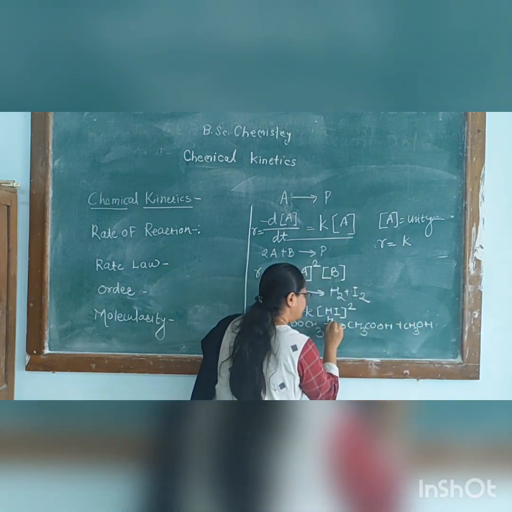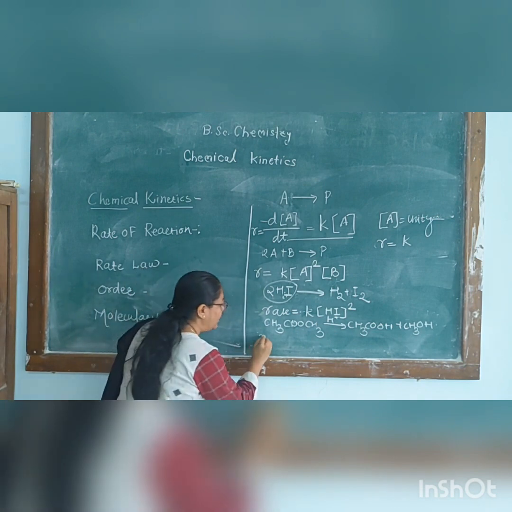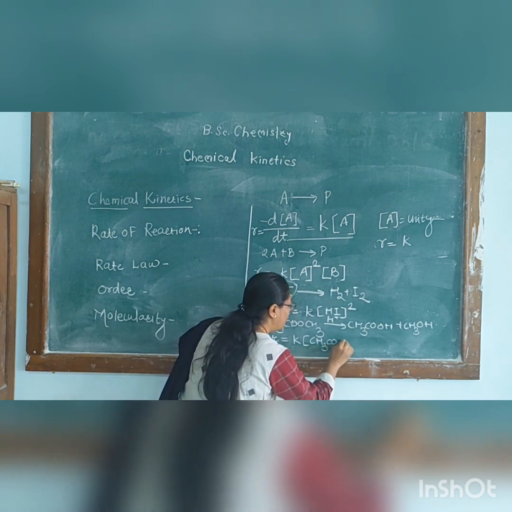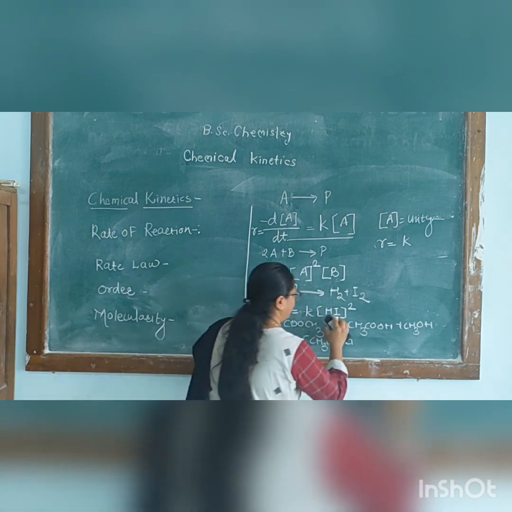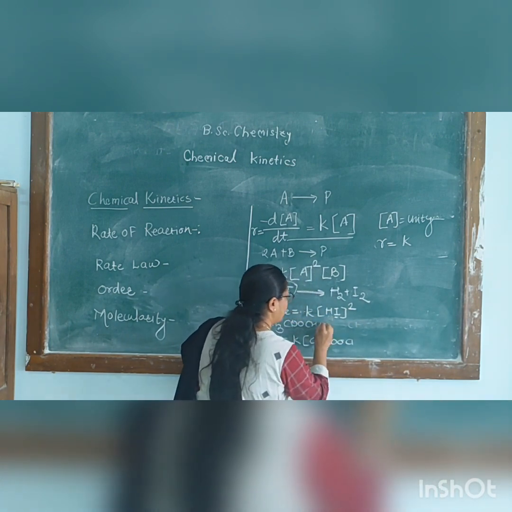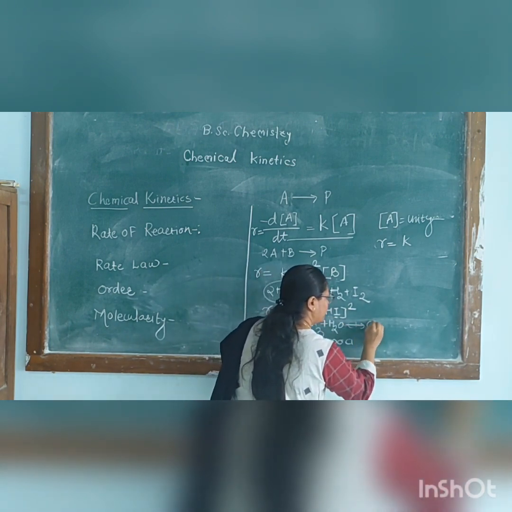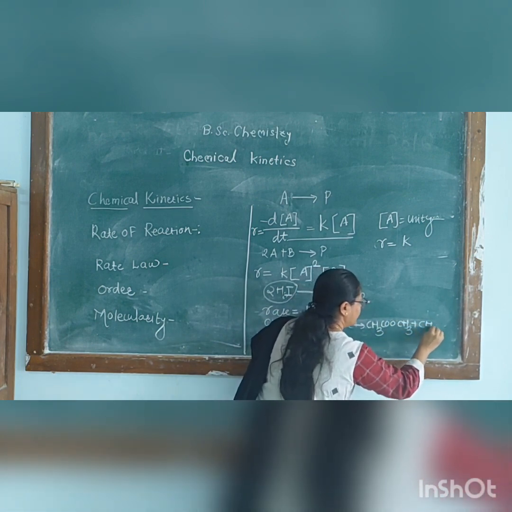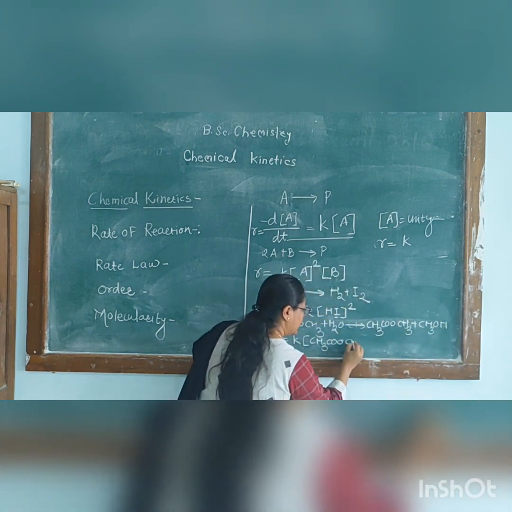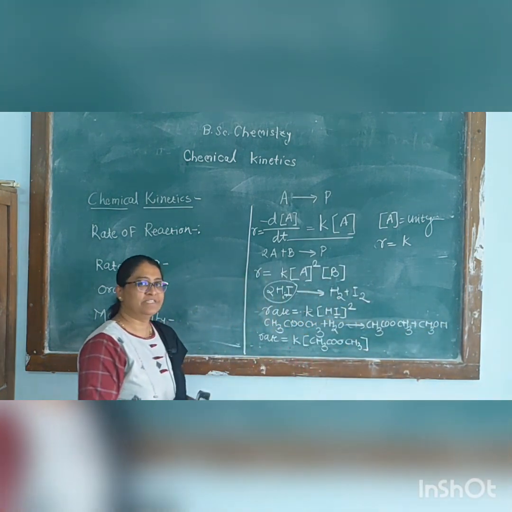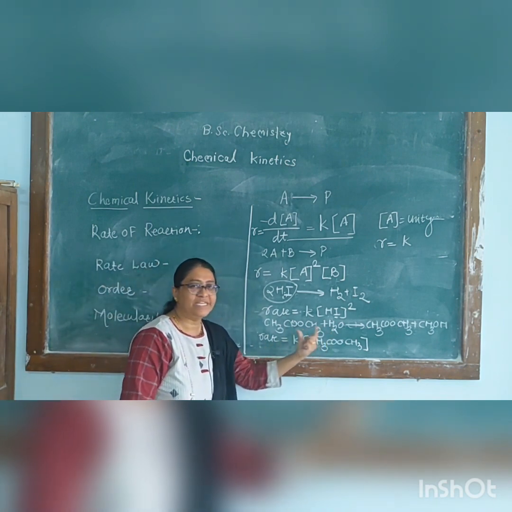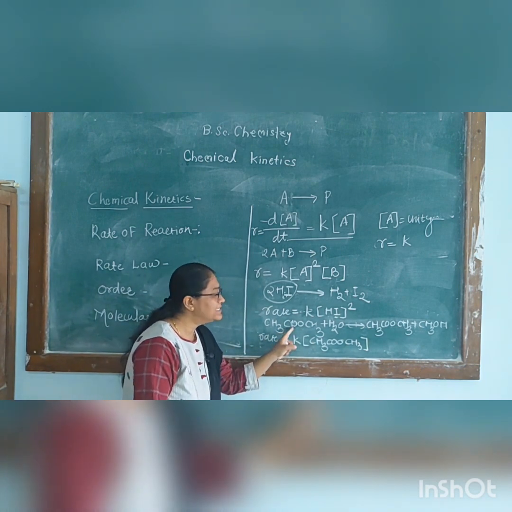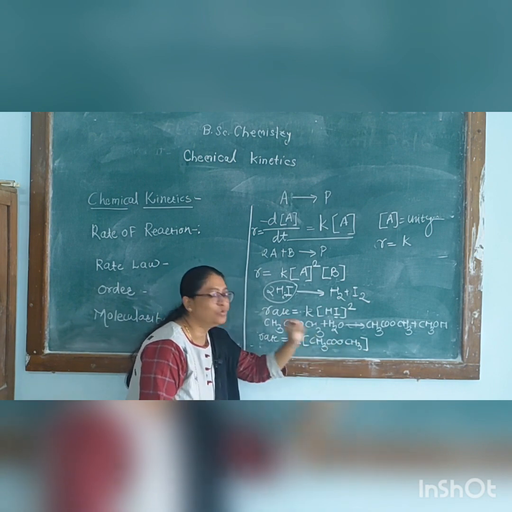Now, in this example, the rate law is K into the concentration of the ester. This is the rate law for this reaction. Now see here, these are the two reactants. But in the rate law, the concentration term of only this, that means the ester, is appearing.